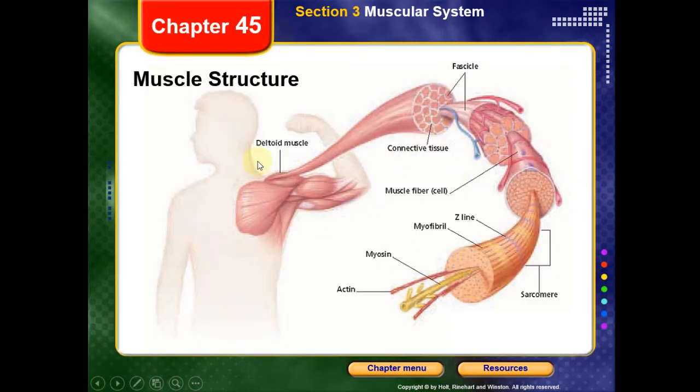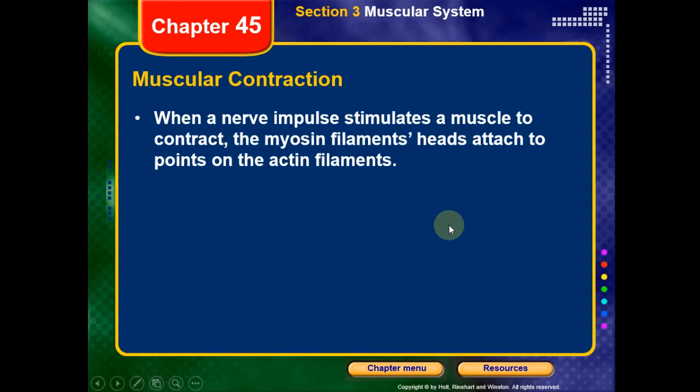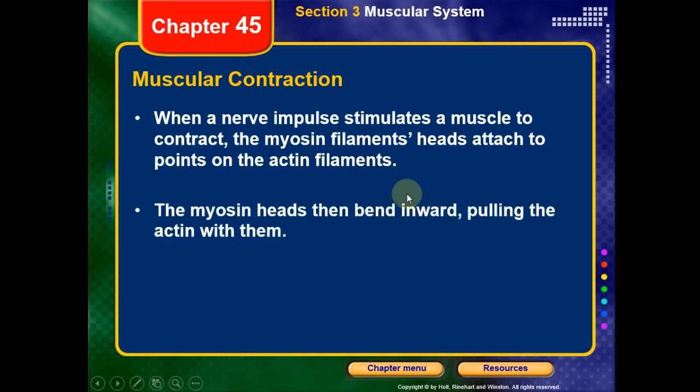Take a look at this picture. You'll see this is one example of the muscle, how it is structured here. If you notice, these are the Z lines. This is the sarcomere. Inside we have the myofibril, we have the myosin and the actin. Now, when a nerve impulse stimulates a muscle to contract, the myosin filament heads attach to points on the actin filaments. We'll watch this in a few minutes in a video.